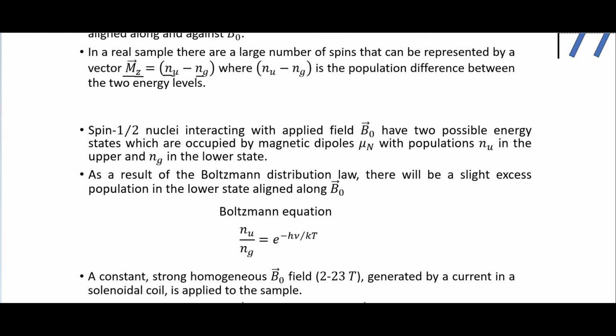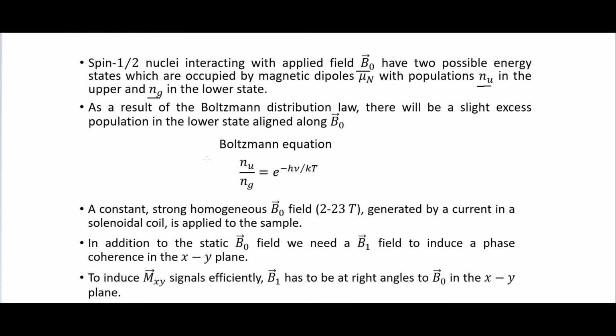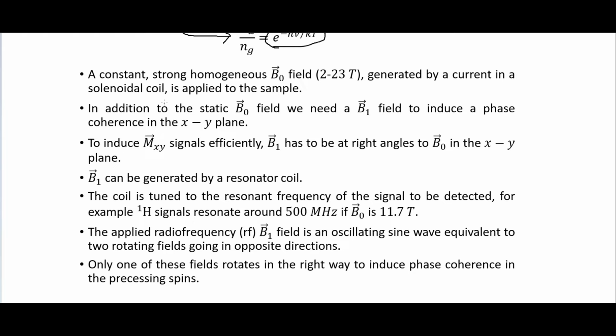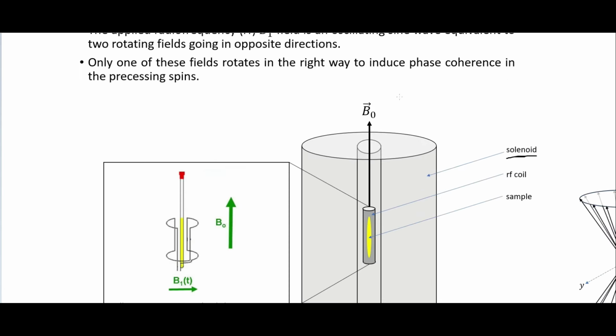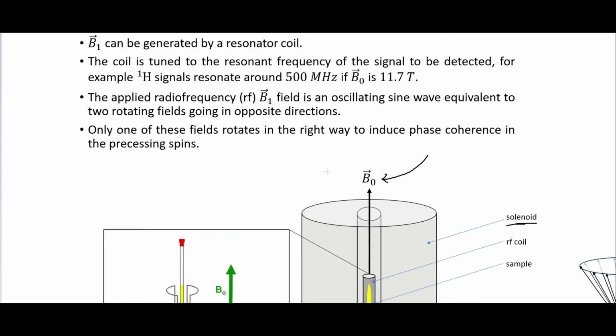So these spin half nuclei interacting with the applied field here have the two possible energy states, as I said, which we're calling the N sub U for the upper and N sub G for the ground state. And these will have this ratio, which is the Boltzmann equation. So this tells us about the energy of that system. So a constant, strong, homogeneous B sub naught field, so usually between 2 and 23 Tesla, generated by a current in a solenoidal coil, is applied to the sample. So we have this solenoid right here. This will generate this B sub naught magnetic field right here.